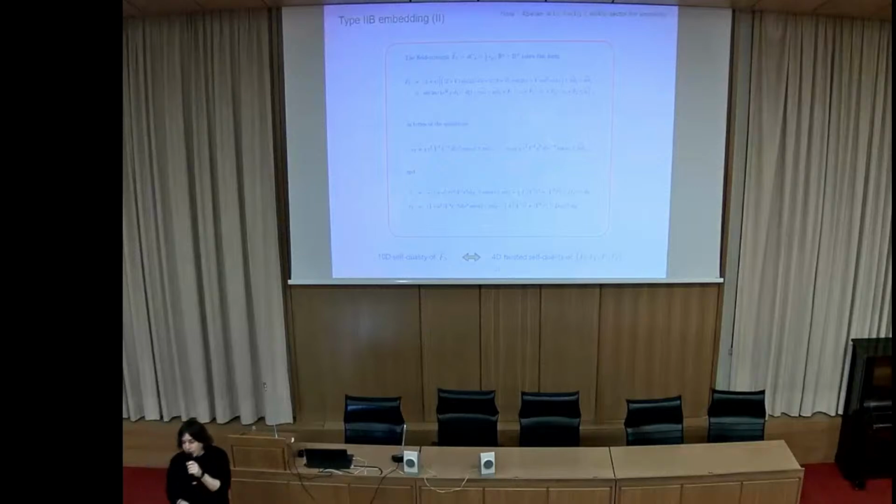Okay? So the whole thing is that once you have a solution of pure N equals 4, D equals 4 supergravity, you can really plug it in here, and then you get a type 2B 10-dimensional solution. Okay? And nicely, the 10-dimensional self-duality of F5 boils down to the 4-dimensional self-duality between the vector fields. So it's like a check that things are working properly.